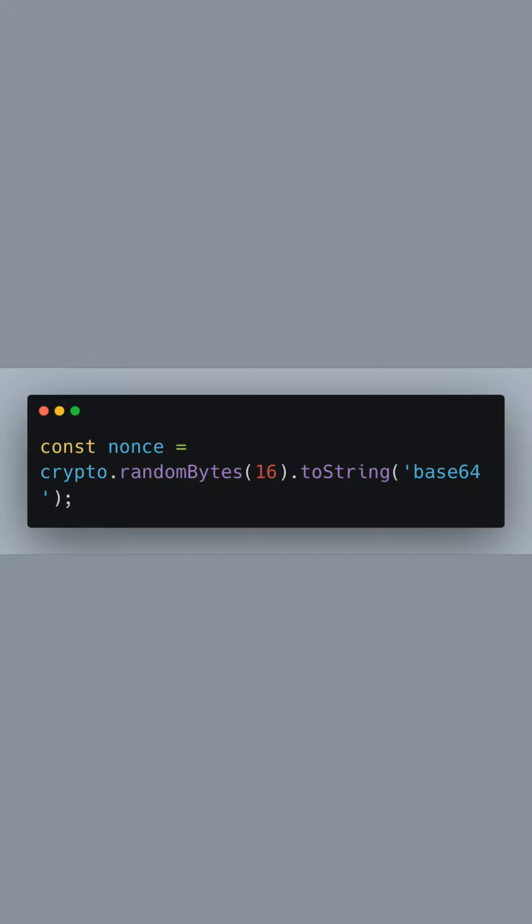Inside the render method, we generate a random value for the nonce. This is accomplished by using the crypto module's randomBytes function, which creates a buffer of 16 random bytes. We then convert this buffer to a base64 string, which will serve as our nonce.